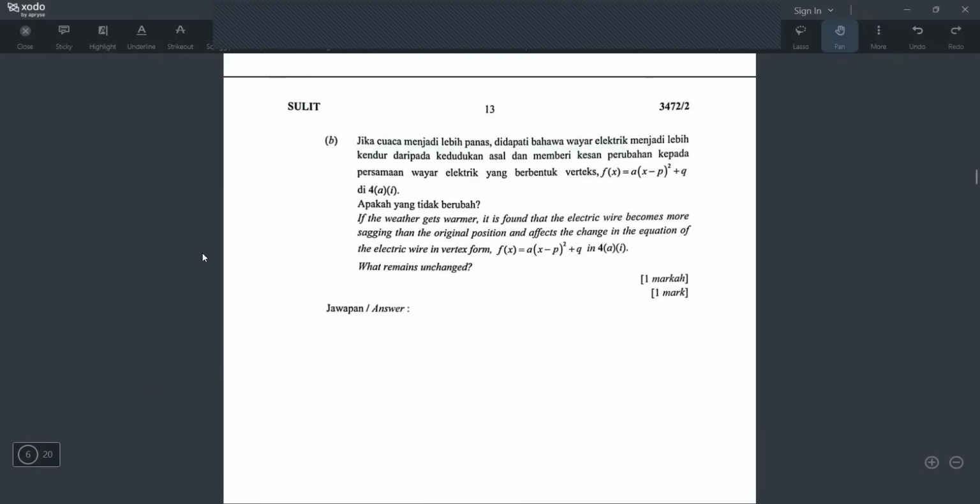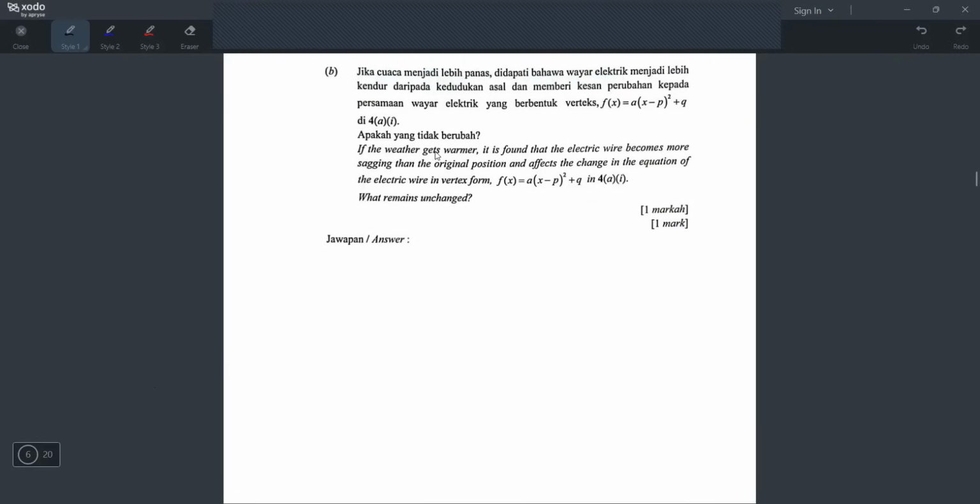Oh, there's still a part (b) question here. Okay, let's read the question. If the weather gets warmer, it is found that the electric wire becomes more sagging than the original position, and it affects the change in the equation of the electric wire in the vertex form, which is f(x) equals a(x minus h) squared plus k.